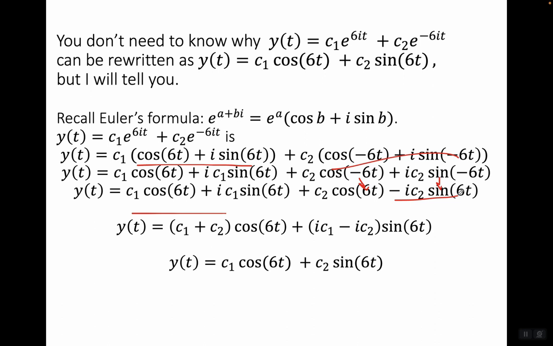Okay, so y of t equals c1 plus c2 cosine 6t plus i c1 minus i c2 sine 6t. We're just grouping the cosine 6t and the sine 6t. These are all just constants, so we're going to call this thing c1, and we're going to call this c2. So that's why y of t equals c1 cosine 6t plus c2 sine 6t. Do you need to know that? No, you really don't need to know that, but I just felt an obligation to tell you anyway.